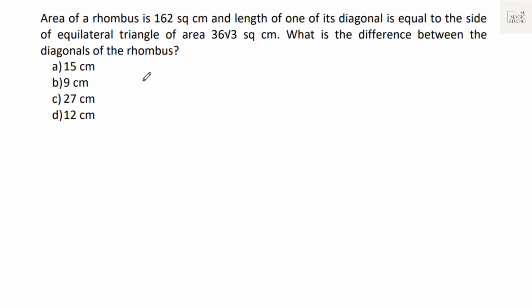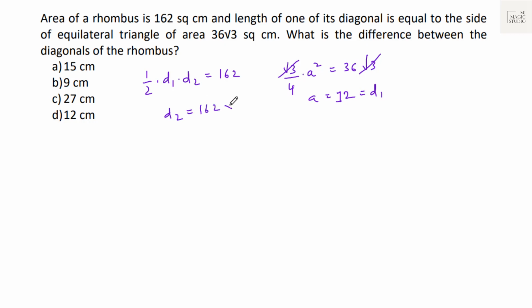Area of a rhombus. Area of a rhombus is given by half into d1 into d2. That is 162. And the length of one of its diagonals equals the side of an equilateral triangle of this area. For an equilateral triangle, area is root 3 by 4 into side square, which is 36 root 3. So A is 6 into 2, 12. One of the diagonals is 12.